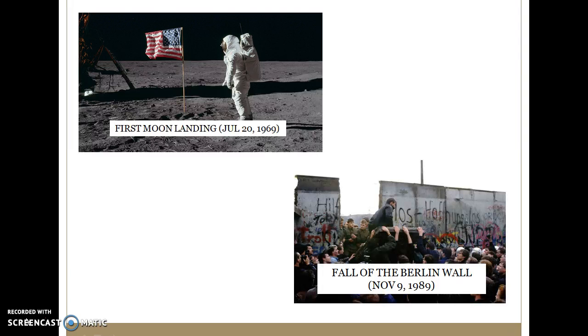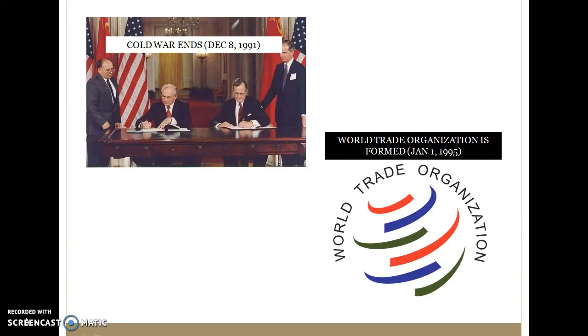On July 20 in 1969 was the first moon landing. Apollo 11 was the space flight that landed the first two humans on the moon. In the last slide I was talking about the Berlin Wall. So now, on November 9 in 1989, was the fall of the Berlin Wall. We continue with the end of the Cold War on December 8 in 1991 with the dissolution of the Soviet Union.